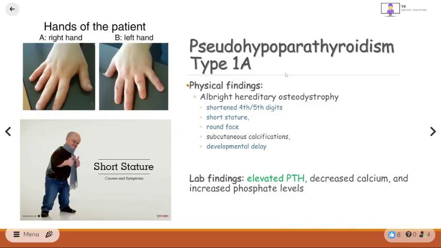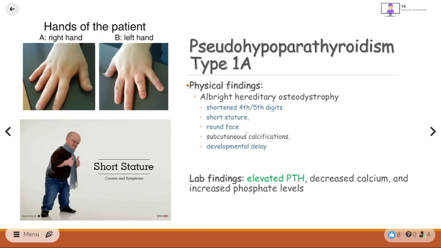So how does the patient look? Pseudo-hypoparathyroidism is basically associated with shortened fourth and fifth digits because you don't have growth hormone to make them larger. It's not as simple as that, of course, but this is how I remember it. Short stature because you don't have growth hormone. Round face because you don't have proper growth of the mandible. And developmental delay, subcutaneous calcifications. Developmental delay also because of the growth hormone.